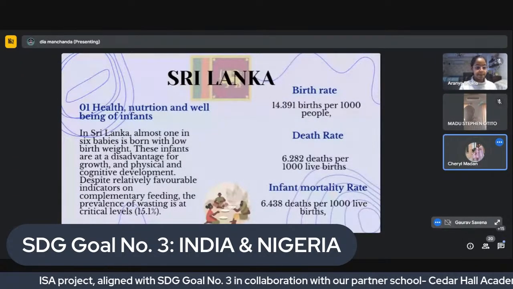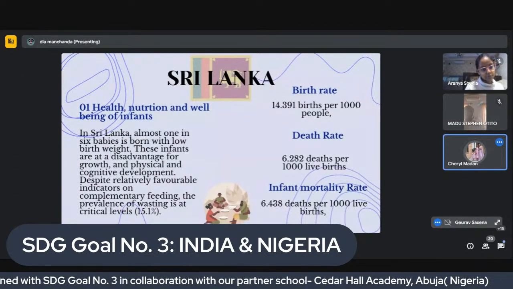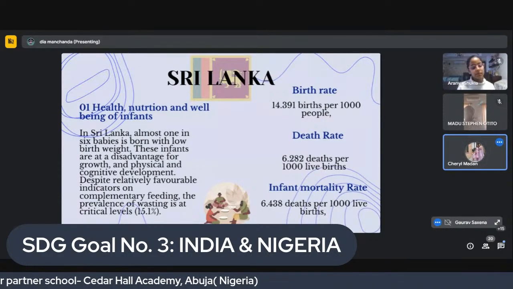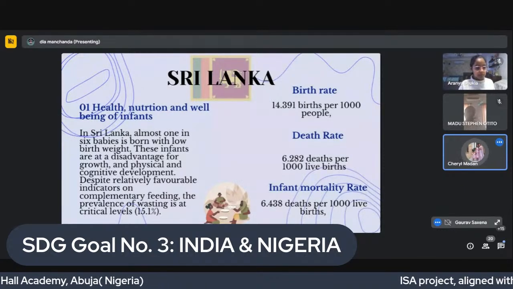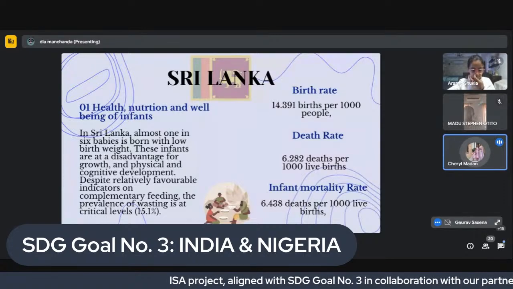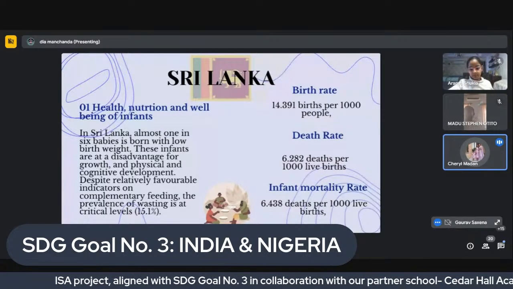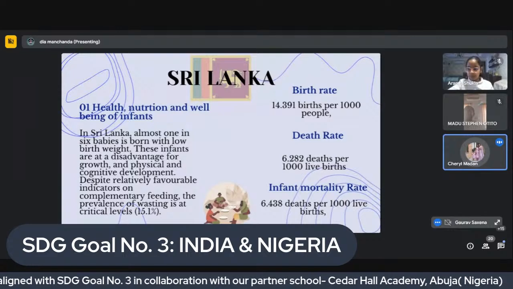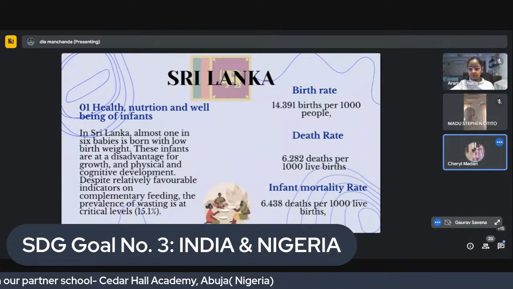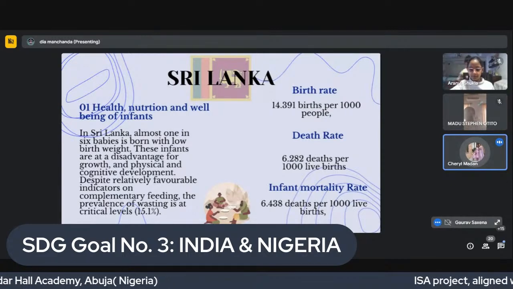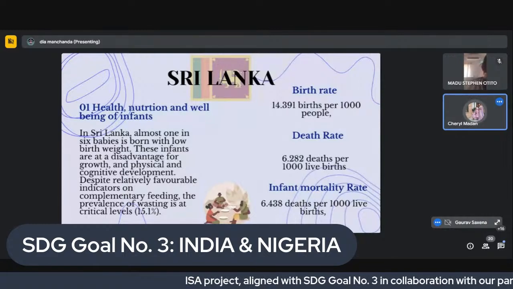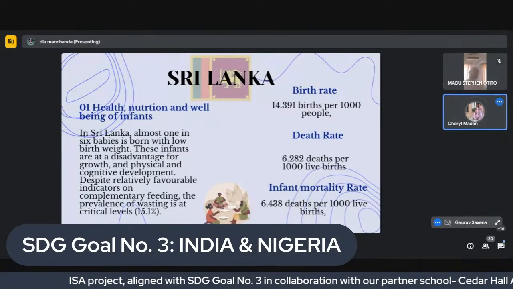Sri Lanka. Health, nutrition, and well-being of infants. In Sri Lanka, almost 1 in 6 babies is born with low birth weight. These infants are at a disadvantage for growth and physical and cognitive development. Despite relatively favorable indicators on complementary feeding, the prevalence of wasting is at critical levels. Birth rate 14.391 births per 1,000 people. Death rate 6.282 deaths per 1,000 live births. Infant mortality rate 6.438 deaths per 1,000 live births.